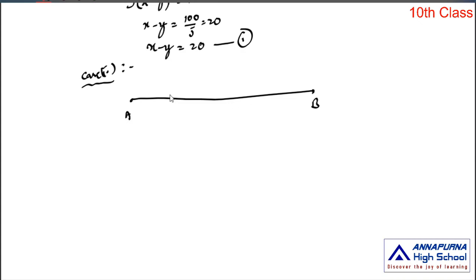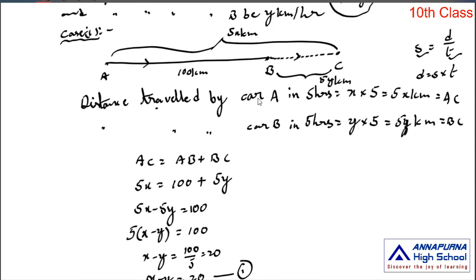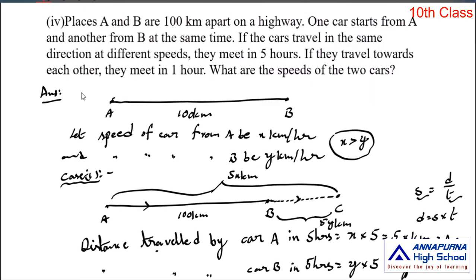That means if car A moves to the right side, then car B moves to the left side, and they meet at a point C. The distance between A and B is 100 kilometers as it is. So to reach point C, car A takes 1 hour. To reach point C, car B takes 1 hour. Why? Because as per the given question, they meet in 1 hour.